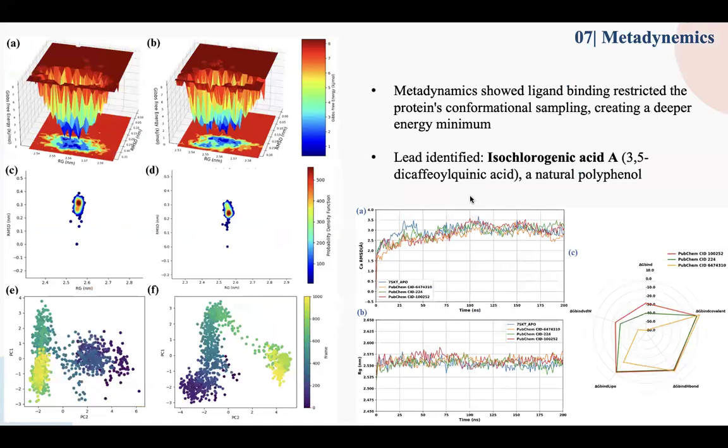Metadynamics confirmed that this ligand significantly restricts the protein's movement, effectively locking it into a stable, inactive state. We identified this ligand as isochlorogenic acid A, a natural polyphenol. It is commercially available and has previously shown antiviral activity in other systems, making it a highly promising candidate for experimental testing.